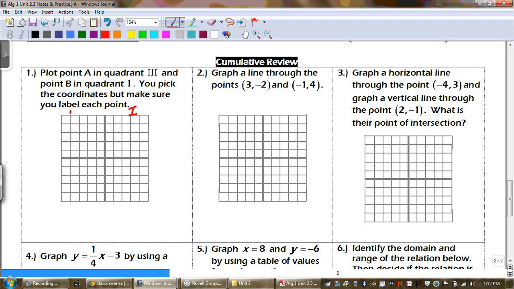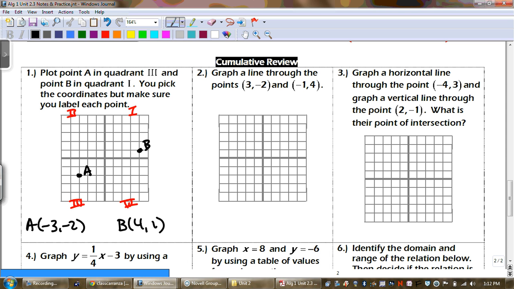I know that's quadrant 1, that's quadrant 2, there's quadrant 3, there's quadrant 4, okay? So A is going to be in quadrant 3, and B is in quadrant 1. So my point for A was negative 3, negative 2, and for B, I said that was at 4, 1.